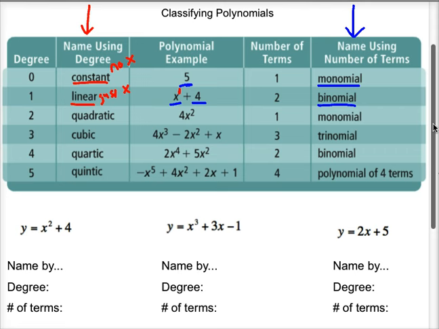Quadratic. You should be familiar with the term quadratic. Quadratic is a degree 2 polynomial, so degree 2. And in this example it is a monomial because it only has one term. Mono meaning one. Cubic because it's degree 3. And then trinomial because it has 1, 2, 3 terms in it.